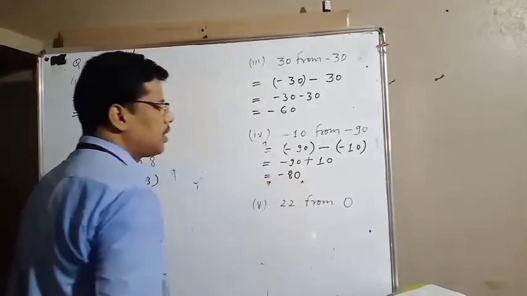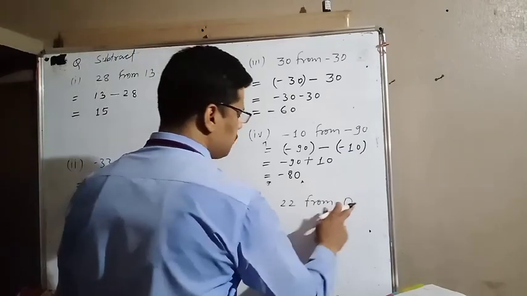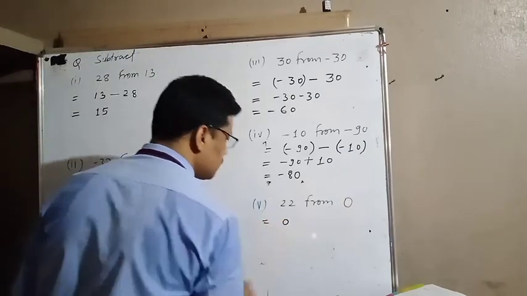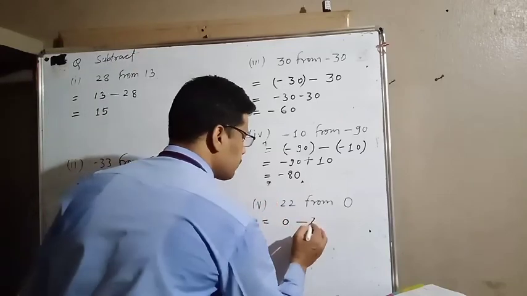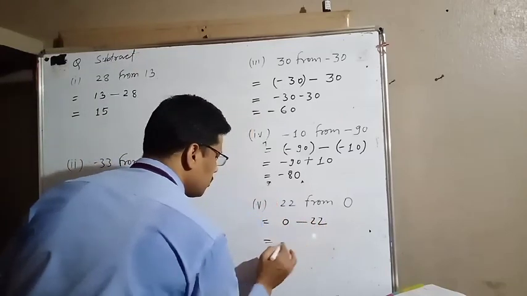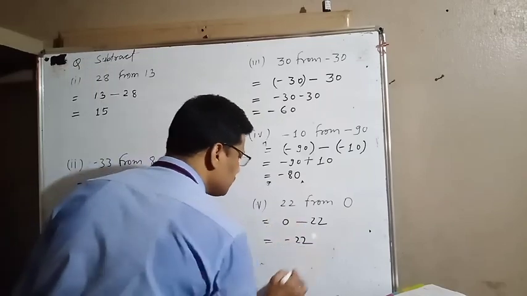Now minus 80. Now we have to subtract 22 from 0. So first we have to write the 0. Now we want to subtract, that's why we have to put the minus sign. 22. If you subtract 22 from 0, obviously you get minus 22. Got it?